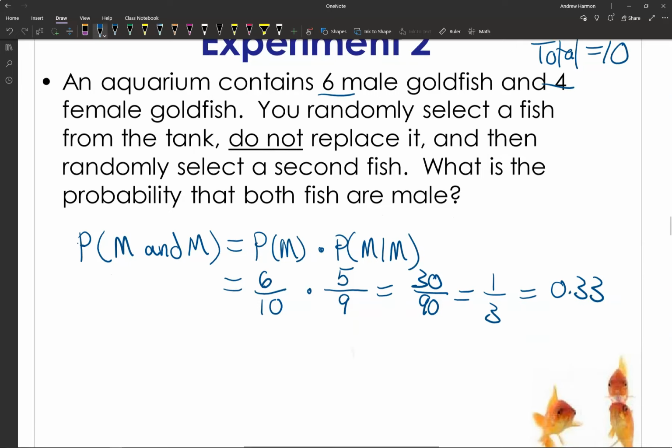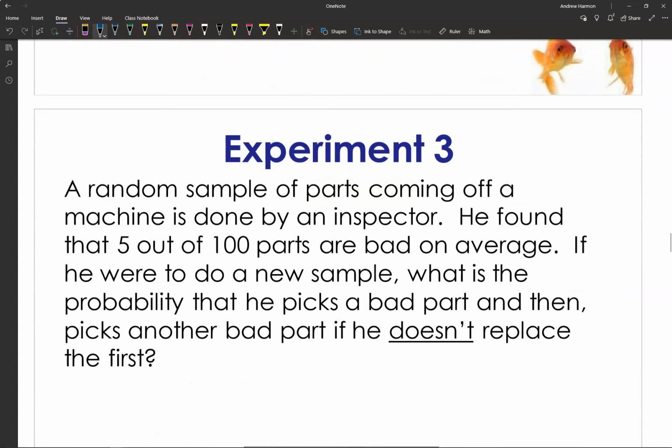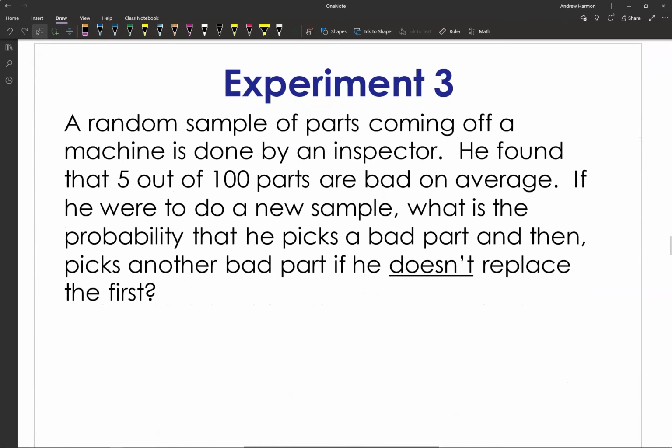Experiment 3. Let's take a look. A random sample of parts coming off a machine is done by an inspector. He found that 5 out of 100 parts are bad on average. If he were to do a new sample, what is the probability that he picks a bad part and then picks another bad part if he doesn't replace the first? So we want the probability, we'll use B for bad part, of a bad part, and then getting another bad part without replacing the first one.